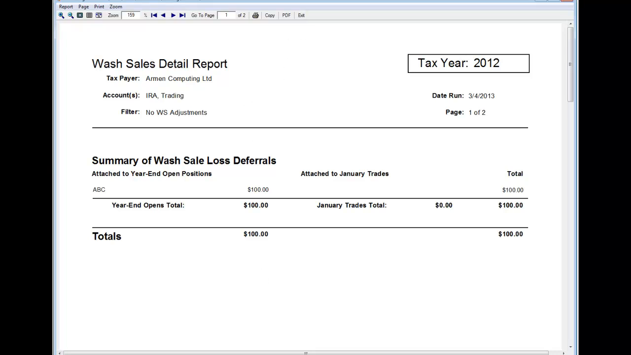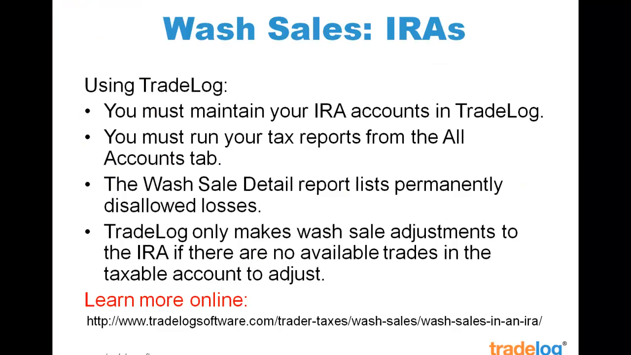So if you do have trades in an IRA and you're adjusting for wash sales between an IRA and a taxable account, TradeLog is going to look for any opportunity it can to keep those losses in your taxable account. But if it's necessary to make an adjustment to an IRA, we do have the capability to do that, so you have the most accurate wash sale reporting.